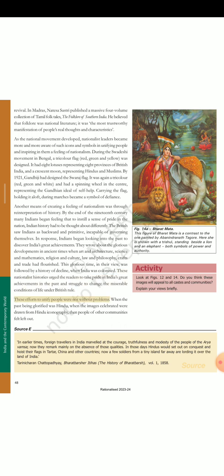These efforts to unify people were not without problems. When the past being glorified was Hindu, when the images celebrated were drawn from Hindu iconography, then people of other communities felt left out. Fig. 14a. Bharat Mata. This figure of Bharat Mata is a contrast to the one painted by Abanindranath Tagore. Here she is shown with a trishul, standing beside a lion and an elephant, both symbols of power and authority. Look at figs. 12 and 14. Do you think these images will appeal to all castes and communities? Explain your views briefly. Activity.